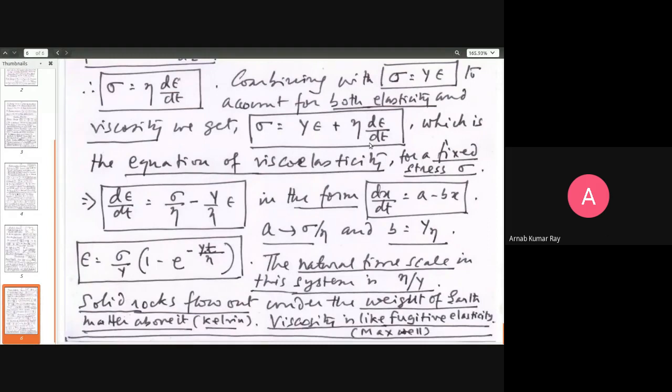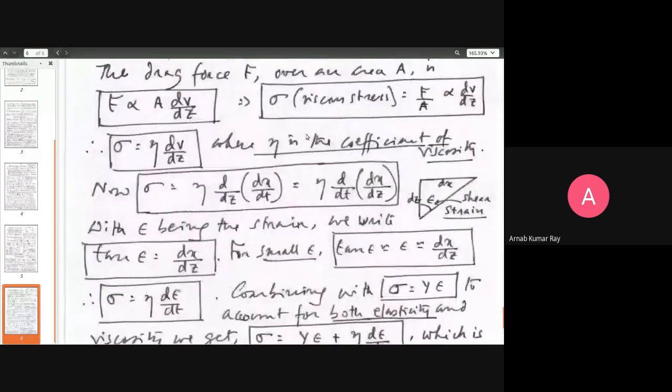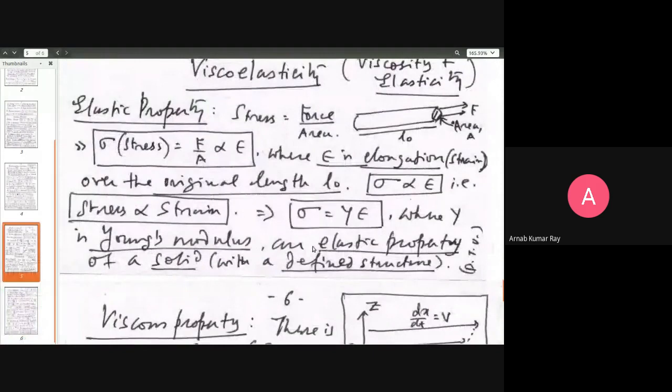Now, Young's modulus pertains to things that have a defined structure. So when you turn over a drum full of tar, it has a cylindrical structure. It would rather try to maintain its structure, but then slowly, on the time scale of a week or two, you will see that the material is actually flowing out.